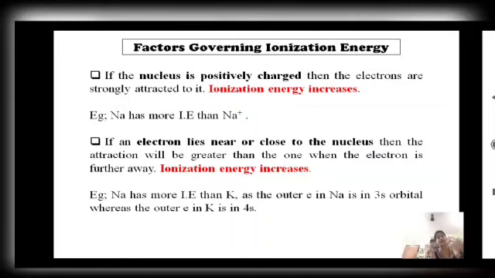Third one, we can say, is the electronic configuration. What do we mean by configuration? Configuration is nothing but the arrangement of the electrons in the orbits of the element.